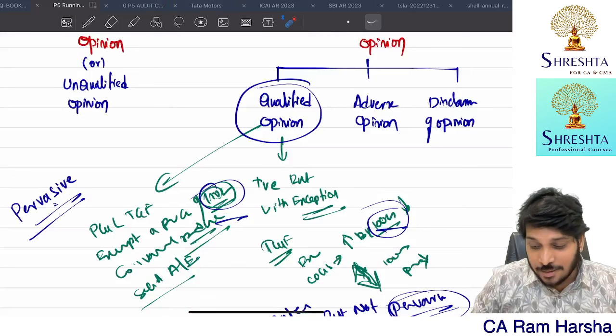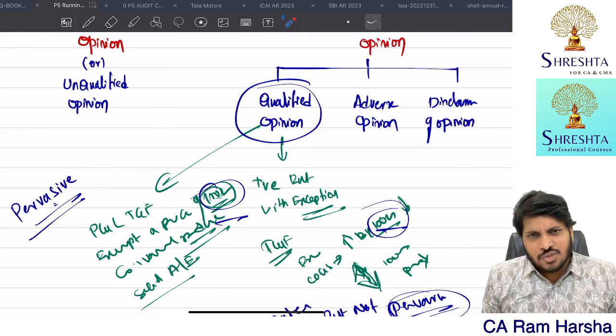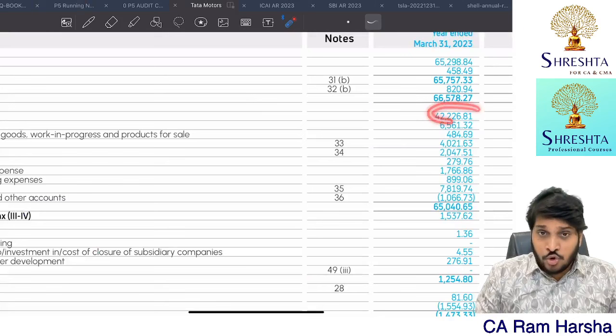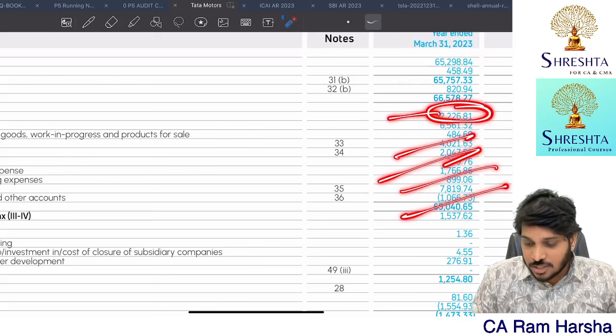I will disclaim the opinion. Disclaim means what? Maybe I may say, you have verified sales. You have verified, let us assume, other income. You have verified all this. But purchases you did not verify.